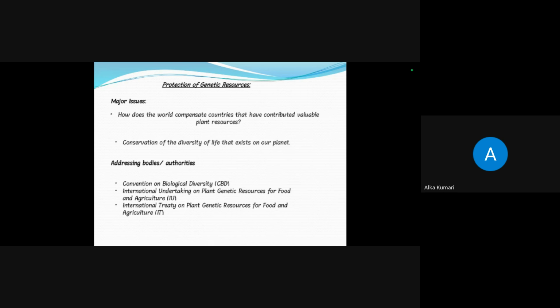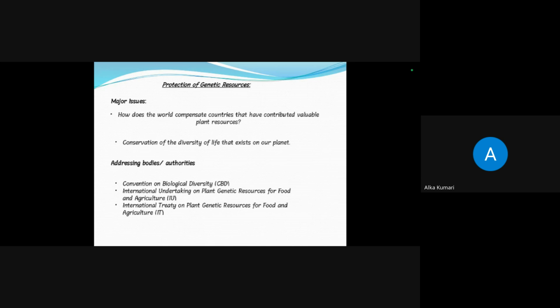And the second controversy is the conservation of the diversity of life that exists on our planet. So these are the two issues which trigger the protection of genetic resources. To deal with the protection of genetic resources, there are three bodies. One is the Convention on Biological Diversity, the second is the International Undertaking on Plant Genetic Resources for Food and Agriculture, and the third is the International Treaty on Plant Genetic Resources for Food and Agriculture.